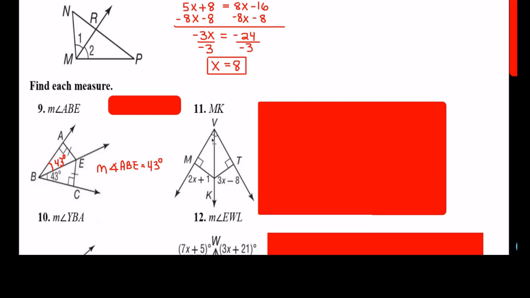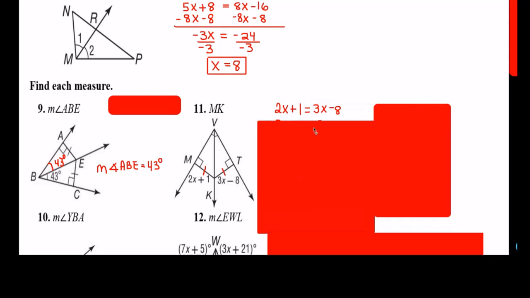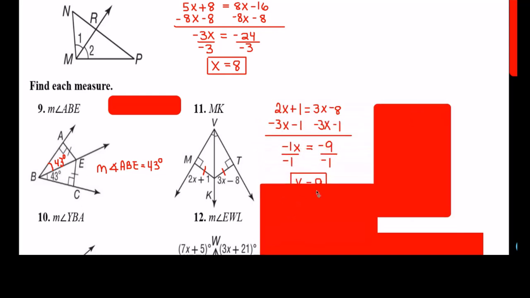On the next one, I see that these two angles are congruent. So because they are congruent, I can make the conclusion that these two are the same. That means I can set up the equation. I solve the equation for x.